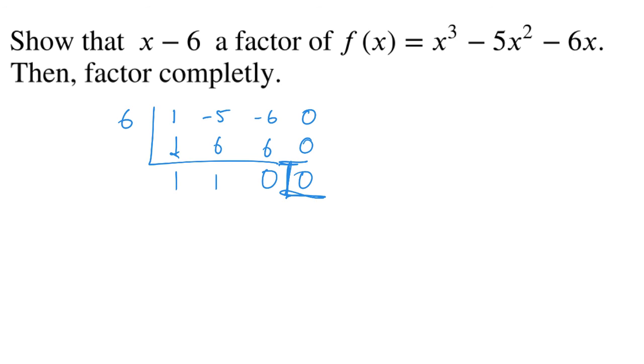So what does that mean for this problem? That means that x to the third minus 5x squared minus 6x, I know that x minus 6 is a factor. And what's left over? Well, let's see here. That would be my constant, so that's my x, and that's my x squared. So I get x squared plus x. I could write the plus 0, but it's not necessary.